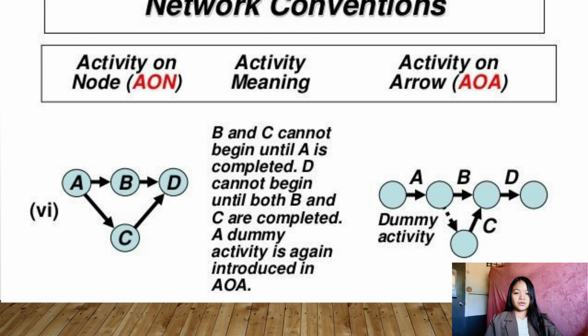Activity on arrow or AOA. In this method, the arrows represent activities and the nodes, points where arrows start or end, represent the start or end of activities. AOA often includes dummy activities, shown as dotted arrows, to represent dependencies that do not correspond to actual work. The slide likely explains how these two conventions can be used to plan and manage projects, with a focus on how activities are sequenced and how dependencies are represented differently in each method.